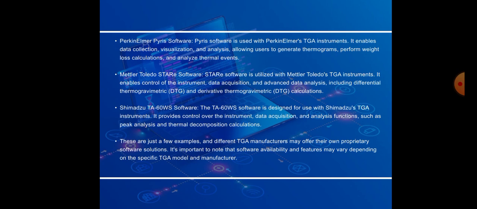Mettler Toledo STARe software. STARe software is used with Mettler Toledo TGA instruments. It enables control of the instrument, data acquisition and advanced data analysis, including differential thermogravimetric and derivative thermogravimetric calculations. Shimadzu TA software. The TA-60WS software is designed for use with the Shimadzu TGA instruments. It provides control over the instrument, data acquisition and analysis functions such as peak analysis and thermal decomposition calculations.